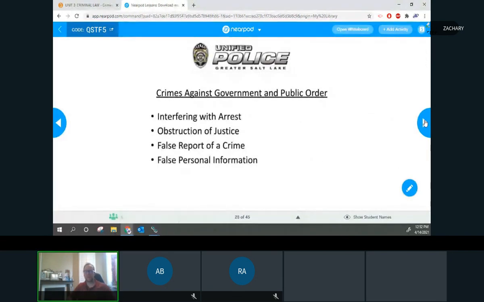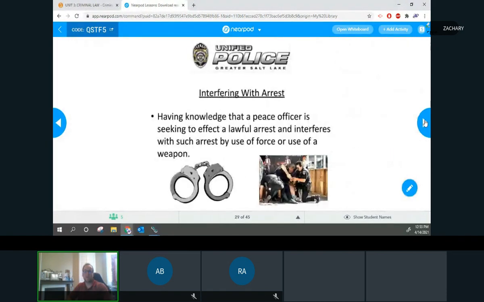Okay, so you have other things which are like crimes against the government and public order. So you would have like interfering with arrest, obstruction of justice, which means that you're not allowing the law enforcement to do what they need to do, okay? False reporting of crime or false personal information. Interfering with arrest. So having the knowledge that a peace officer, so some type of law enforcement, is seeking to effect a lawful arrest and interferes with such arrest by the force or use of a weapon.